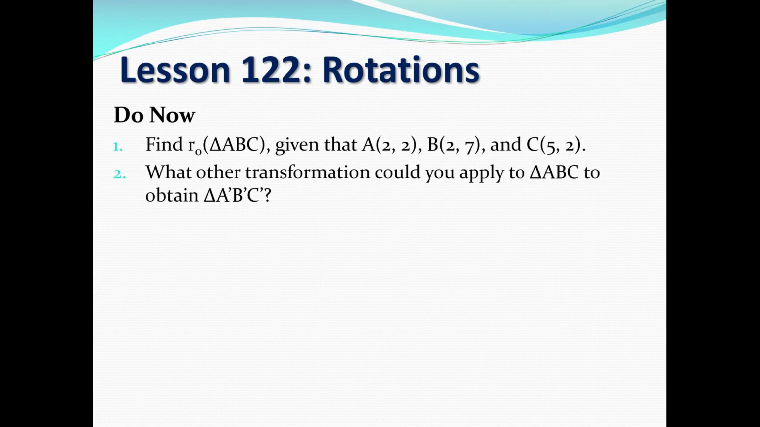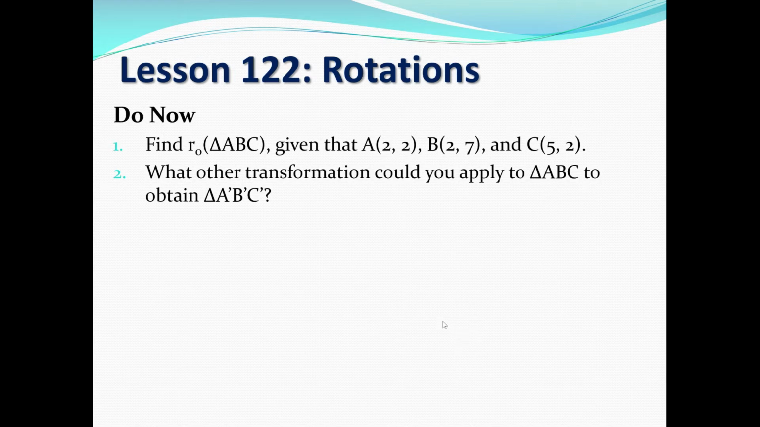In today's lesson, we will be learning a different type of transformation, which is rotations. So for the do now, we have the following problems. Find the reflection of triangle ABC over the origin, given that point A is (2, 2), point B is (2, 7), and point C is (5, 2). And then for the second part, what other transformation could you apply to triangle ABC to obtain triangle A prime, B prime, and C prime, which is basically the image of triangle ABC.